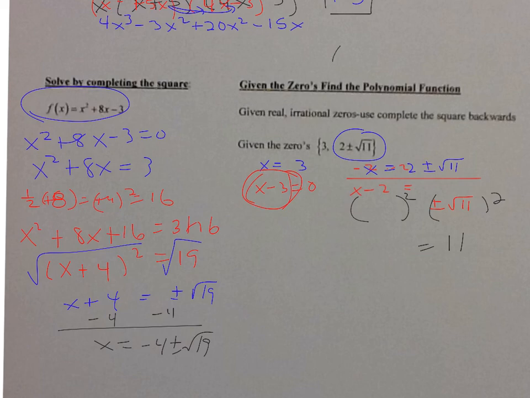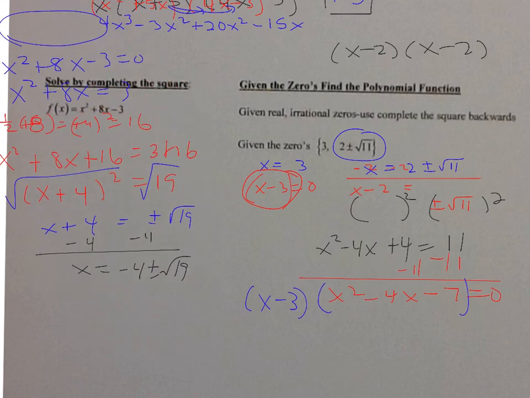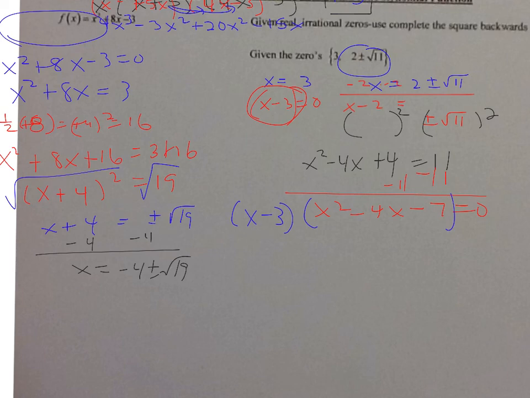All right, now x minus 2 squared is x minus 2 times x minus 2, which is x squared minus 4x plus 4. Now minus 11 from both sides. We get x squared minus 4x minus 7 is equal to 0. So here's my other factor, x squared minus 4x minus 7. And then I have this factor here, x minus 3. All right, so I'm just going to move everything up a little bit so I have a little bit more room here. Okay, so now I need to multiply my trinomial times my binomial.